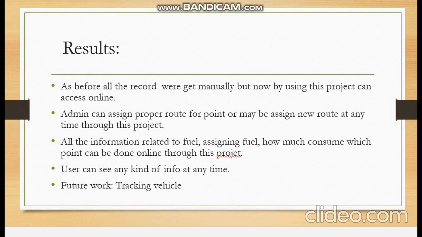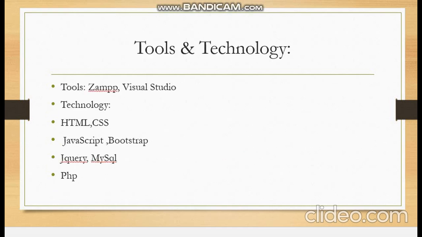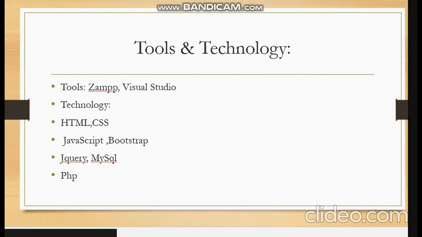the actual point. So now we talk about the tools and technology that we have used in our project. There are some tools and technology. Tools: XAMPP used for running the project, and Visual Studio for coding. The technologies are HTML, CSS, JavaScript, Bootstrap, jQuery, MySQL, and PHP. So that's all.